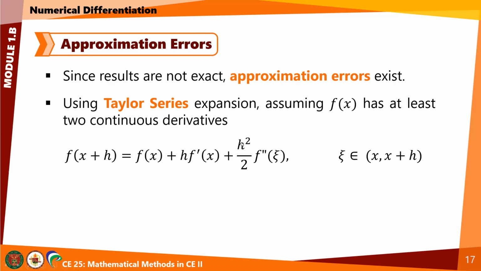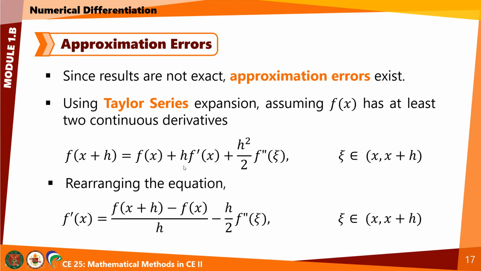So this is the Taylor series. So f of x plus h can be approximated by this series. f of x plus h equals f of x plus h f prime of x plus h squared over 2 f double prime of x. Actually, tuloy-tuloy pa to eh. h cubed over 3 factorial f triple prime of x, hanggang sa dulo.